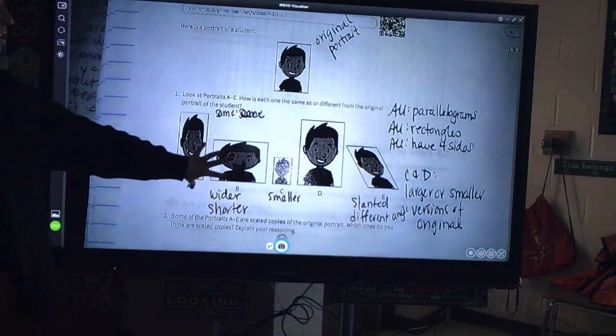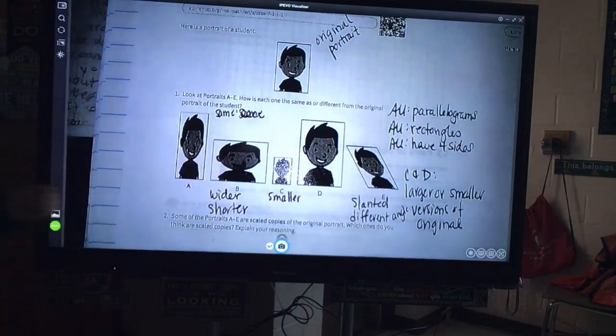A and B are either stretched or smushed. So A, we took it and we stretched it, which made it super skinny. And then B, we smushed it, which made it super wide. And then C and D, as Gabriel said, it's just a larger or smaller version. They didn't do anything to it except make it bigger or make it smaller.